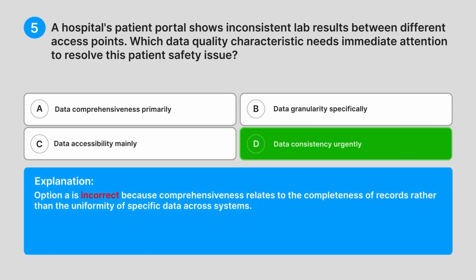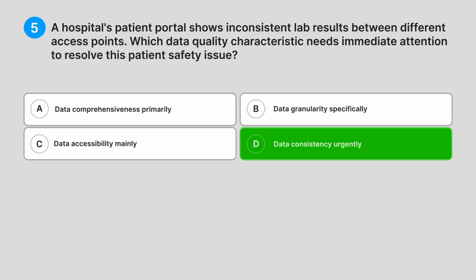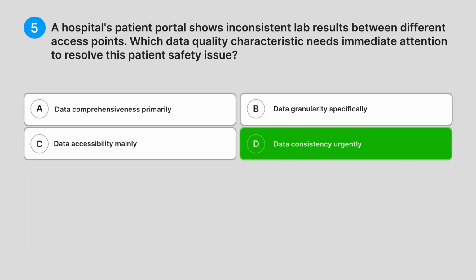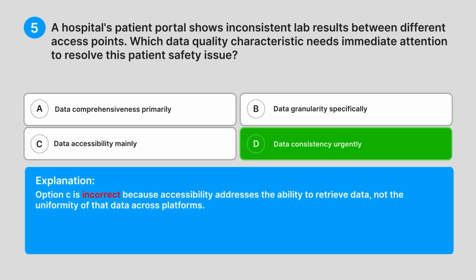Option A is incorrect because comprehensiveness relates to the completeness of records rather than the uniformity of specific data across systems. Option B is incorrect because granularity concerns the level of detail in data rather than consistency across different viewing platforms. Option C is incorrect because accessibility addresses the ability to retrieve data, not the uniformity of that data across platforms.